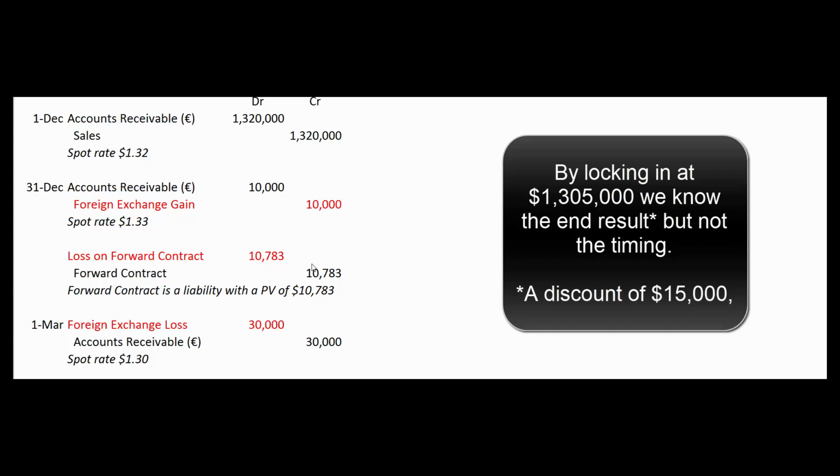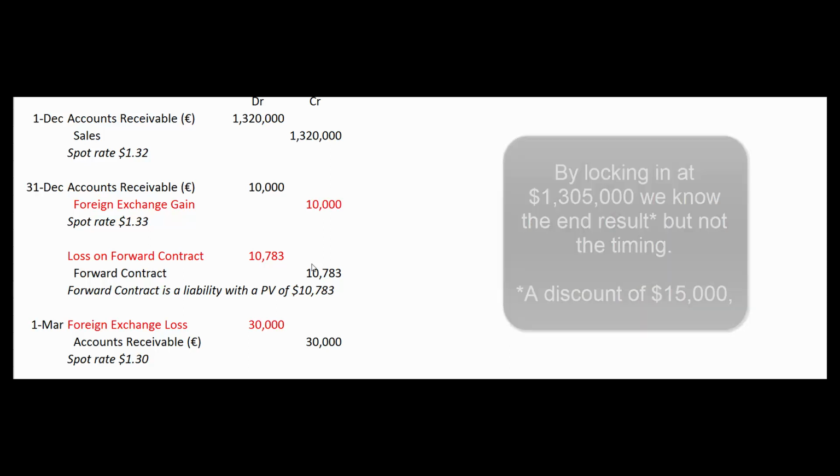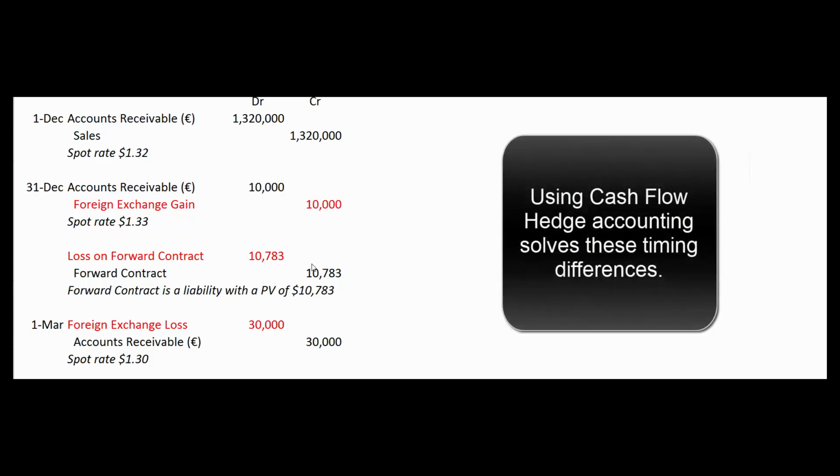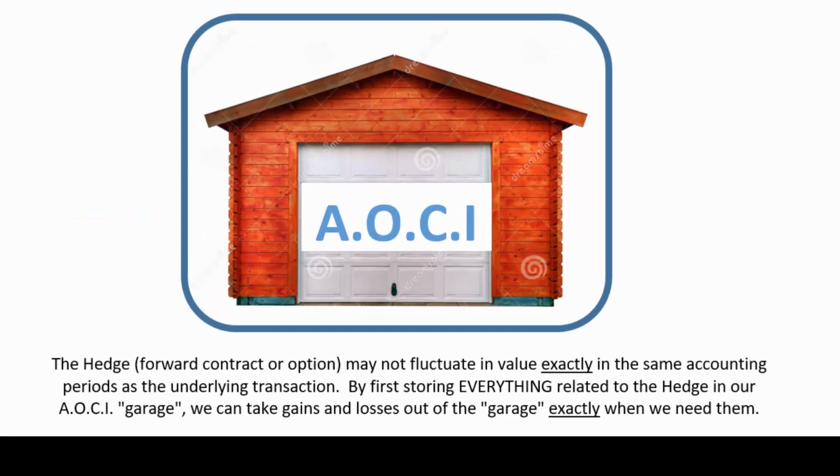So what we can do, the Mercedes-Benz of hedges, if you will, is the cash flow hedge. That allows us to match dollar for dollar the gains and losses on the underlying transaction. So I like to think of the cash flow hedge as using the accumulated other comprehensive income garage. Everything related to that hedge will first be stored in here and then brought out as we need it to match the dollars. And so we're going to have to do things artificially that happen naturally when we used it as a fair value hedge.